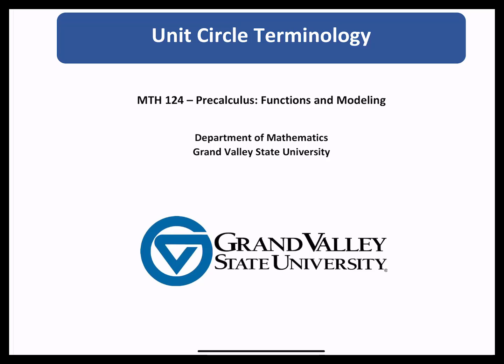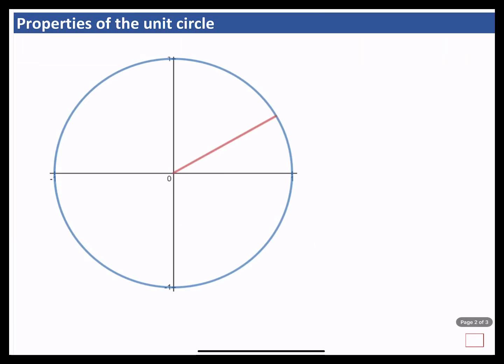Welcome to a screencast on unit circle terminology. Previously, we explored the idea of a point traversing around a circle to create a circular function. In this video, we're going to look at a special circle called the unit circle. The unit circle is called the unit circle because it has a radius of 1.